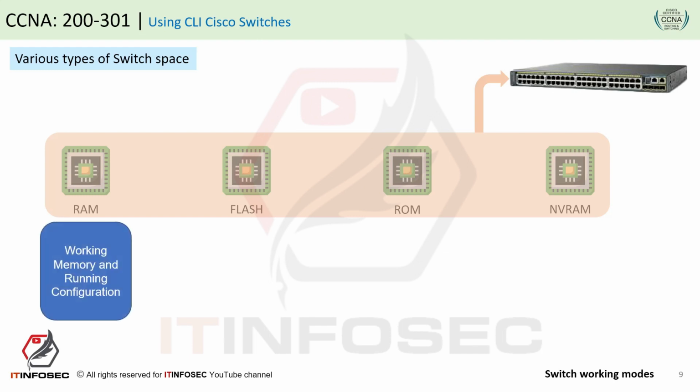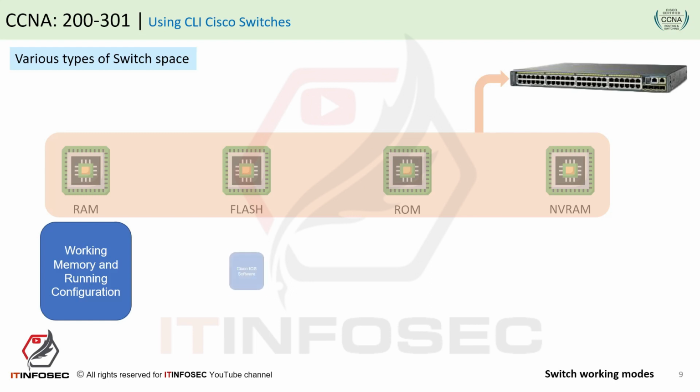The RAM, like a PC computer's RAM, is working memory and holds the running configuration. When you type a command and hit enter, that command takes effect on the switch immediately, but it resides in memory. If your switch is rebooted, all of the configuration you made by entering commands will be lost because it is in memory, and memory is cleared on startup.